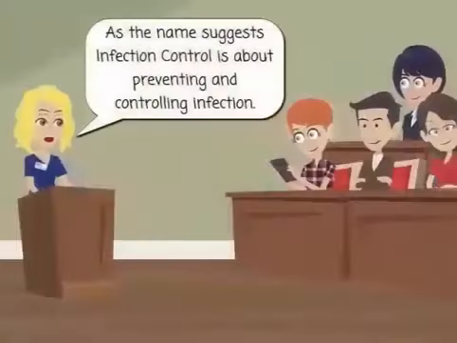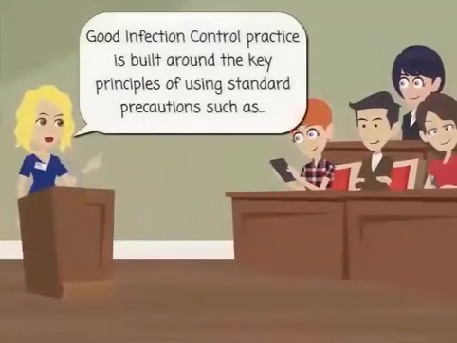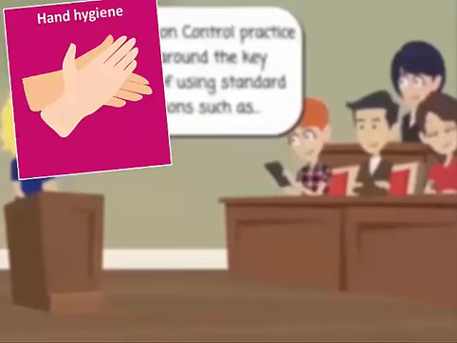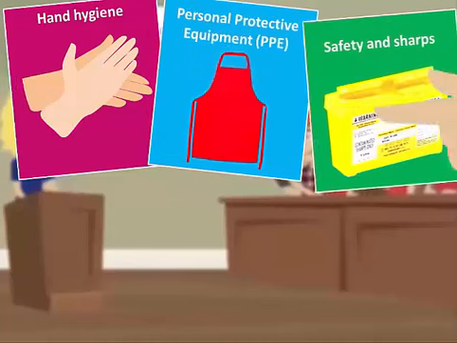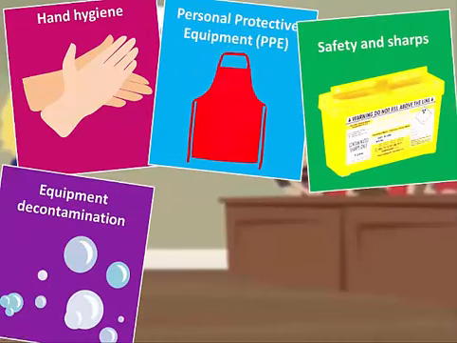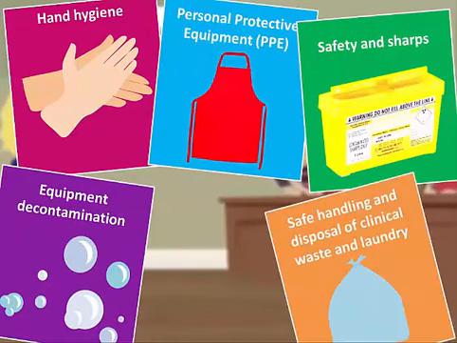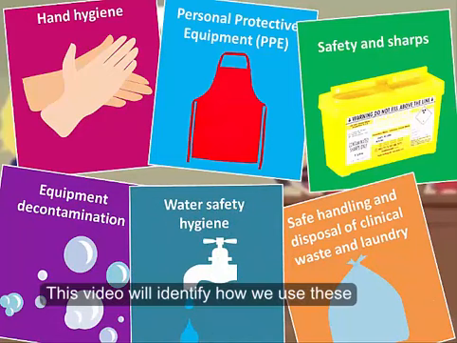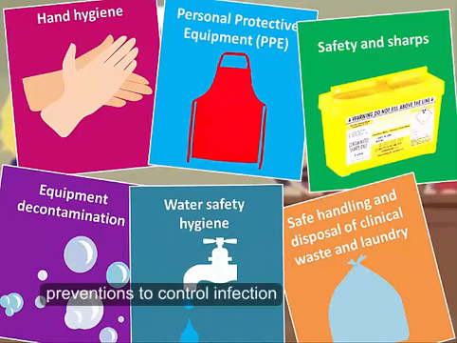As the name suggests, infection control is about preventing and controlling infection. Good infection control practice is built around the key principles of using standard precautions. And these principles are hand hygiene, personal protective equipment, safety and sharps, equipment decontamination, safe handling and disposal of clinical waste and laundry, and water safety hygiene. This video will identify how we use these preventions to control infection.